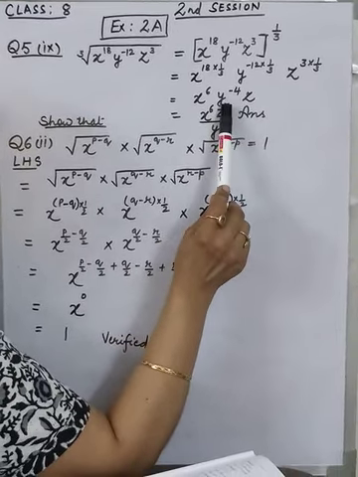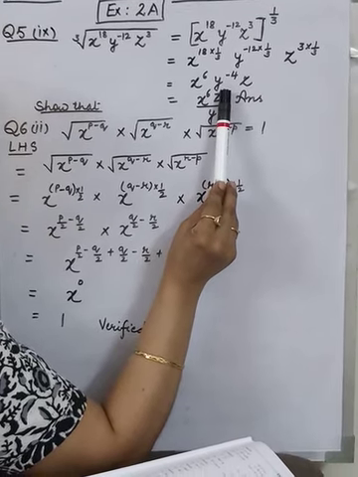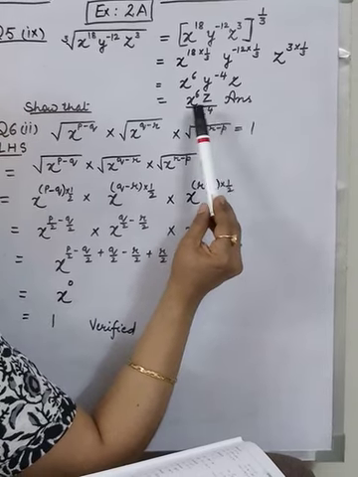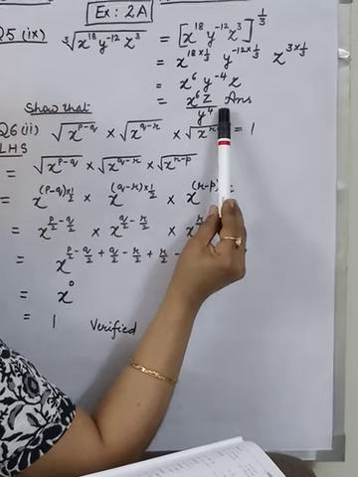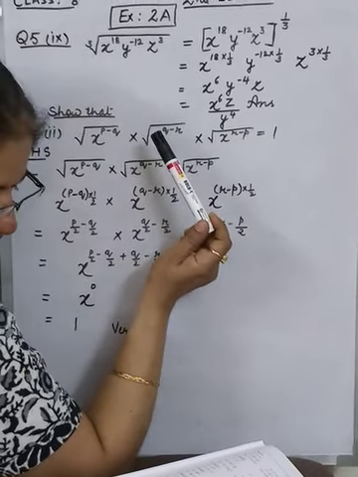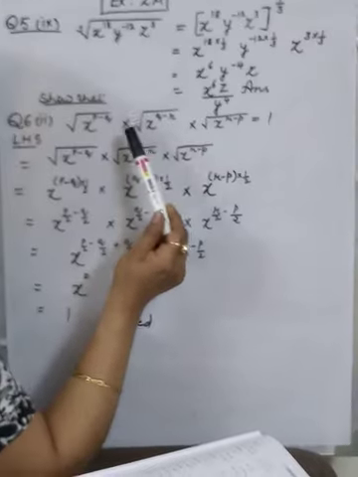We avoid writing the answer in negative index, so we write the reciprocal of y to the power minus 4 to convert into a positive index. So the answer is x to the power 6, z, y to the power 4. Now we proceed further in the exercise. Question number 6 again has two parts.